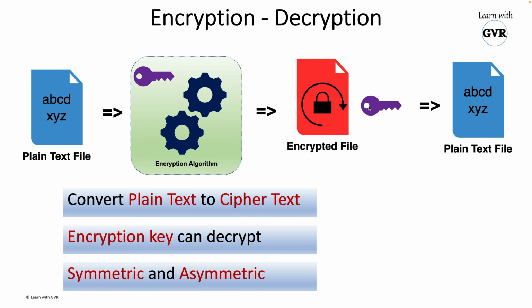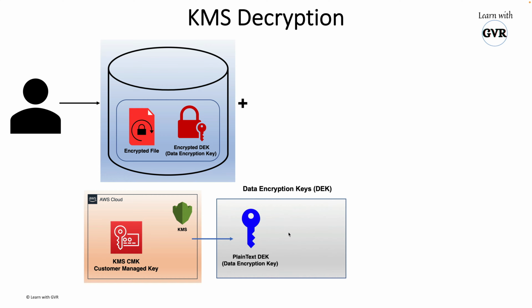And how the decryption works, we'll see. Let's say I stored this file along with the encrypted DEK, and this person wants to decrypt. How does the decryption happen internally? First, I go to KMS, and KMS generates a data encryption key. I take this plain text data encryption key and add it to the file, and it will apply an encryption algorithm, and ultimately it will generate a plain text file.